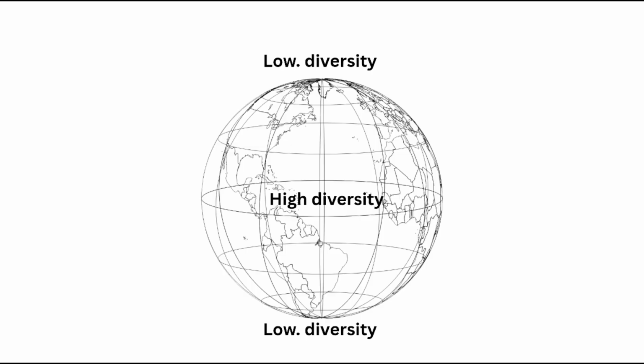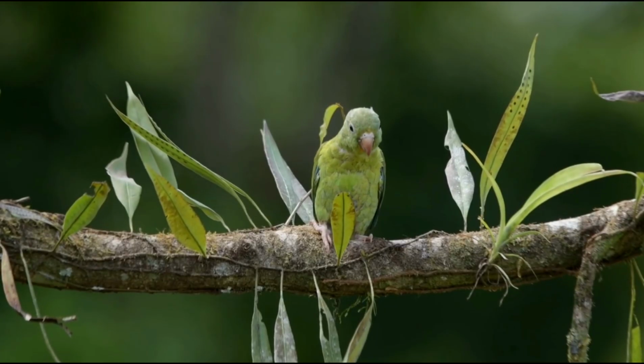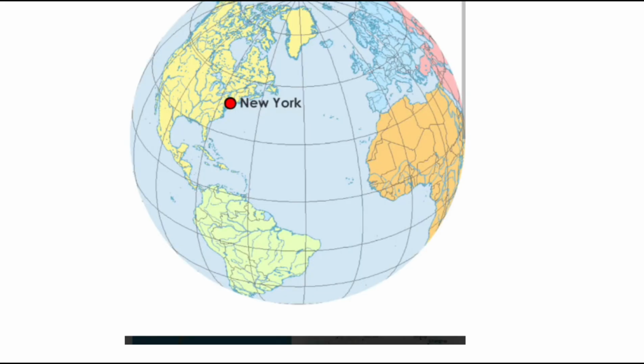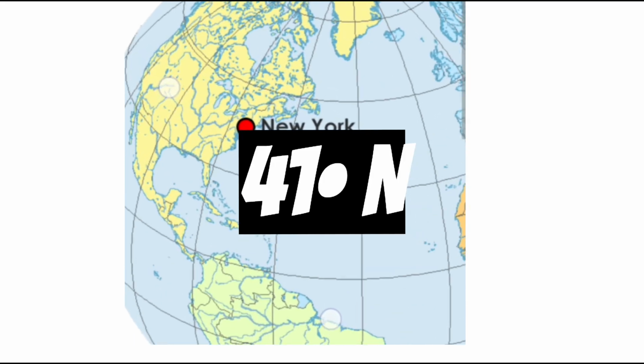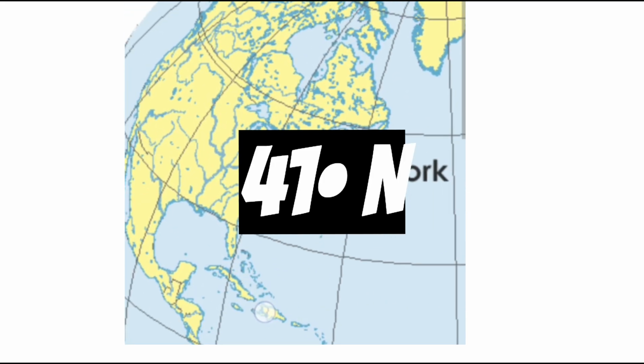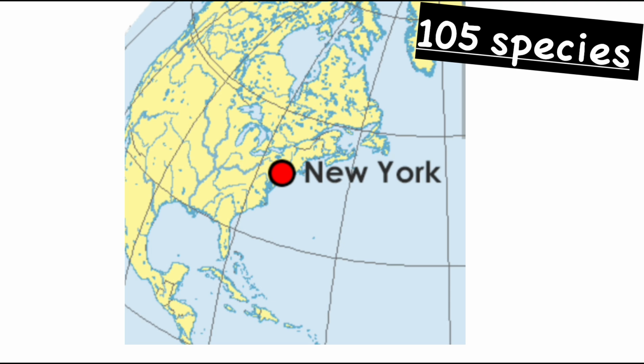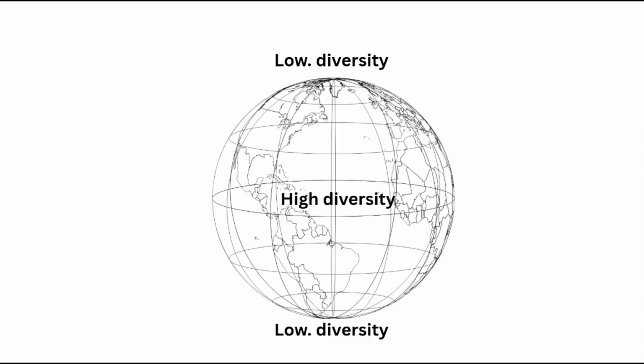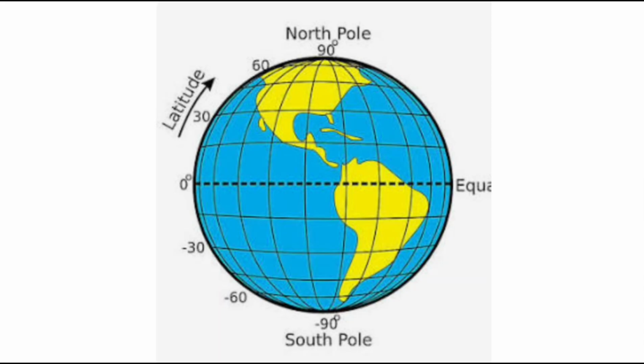So what is important for the exam? Near the equator, the latitude is 0 degrees, and the bird species number 1400. New York, USA, is at 41 degrees north latitude, and here the bird species are 105. Greenland has a latitude of 71 degrees north, and here the bird species are 56. So it shows a clear decrease in biodiversity as we increase the latitude. As the latitude increases, biodiversity decreases.